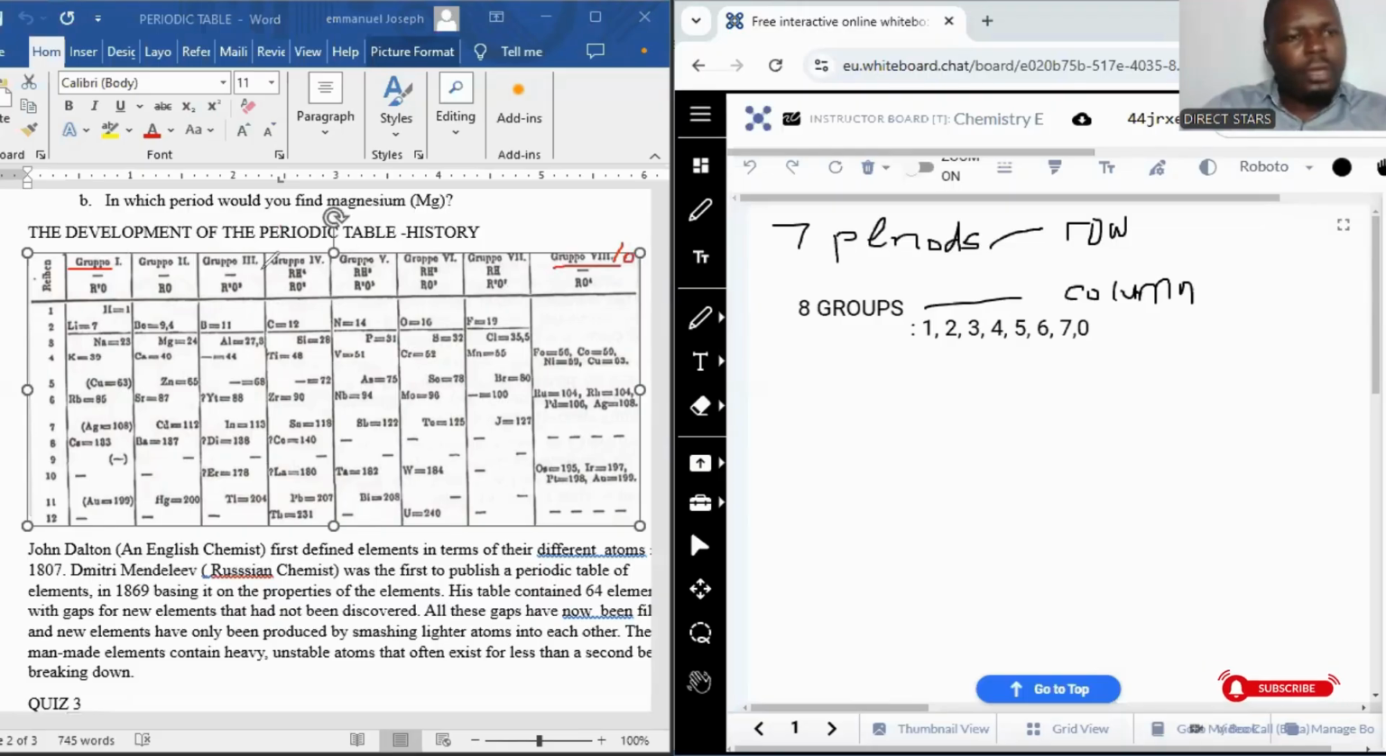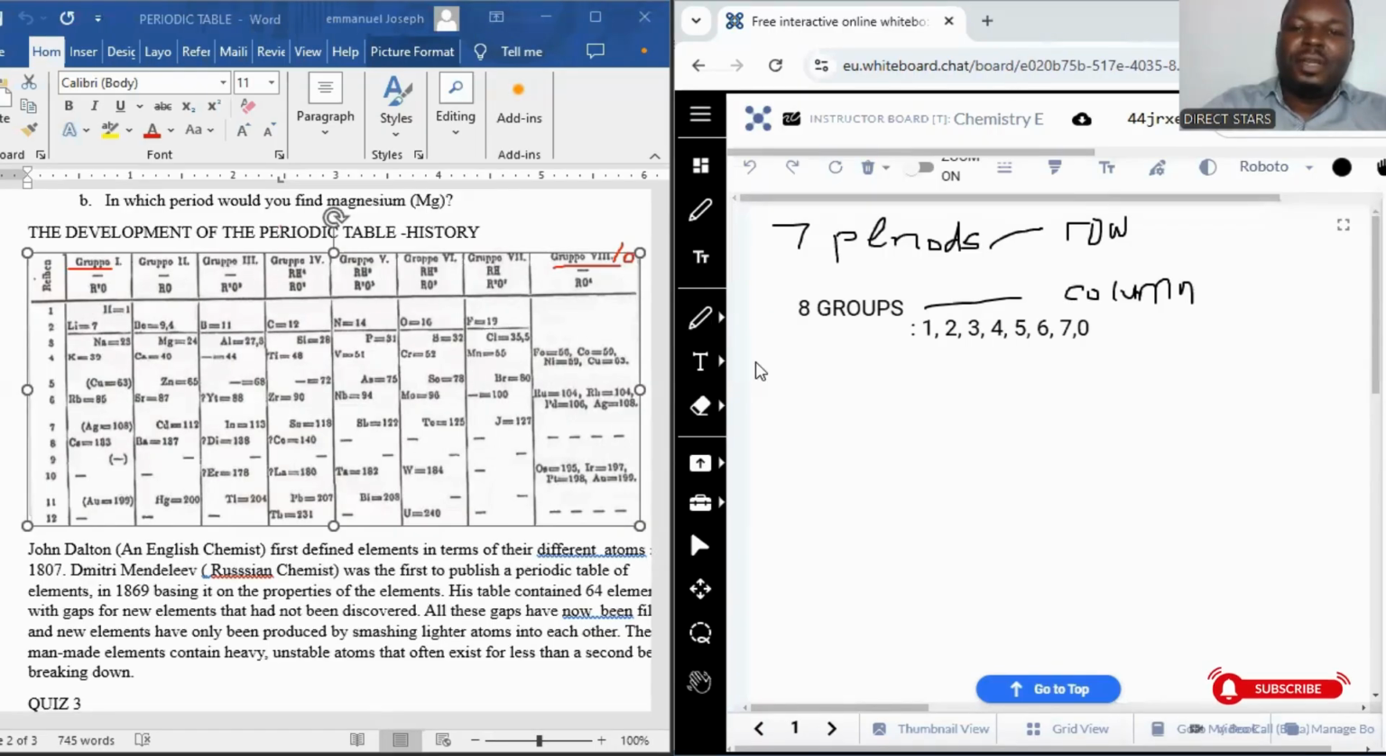You also notice he had periods by the side. And the elements are just arranged according to their mass number, unlike the beautiful one we just treated, which is what we use today, where the elements are arranged according to their atomic number, not mass number. That is one difference between what Mendeleev designed and what we use today.